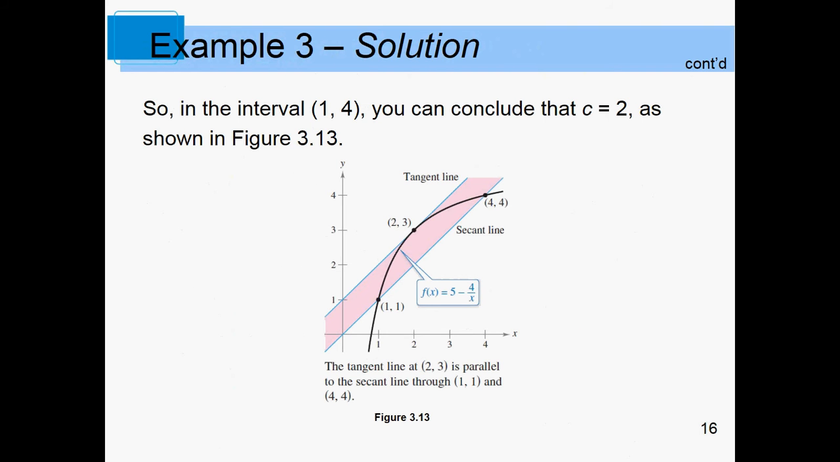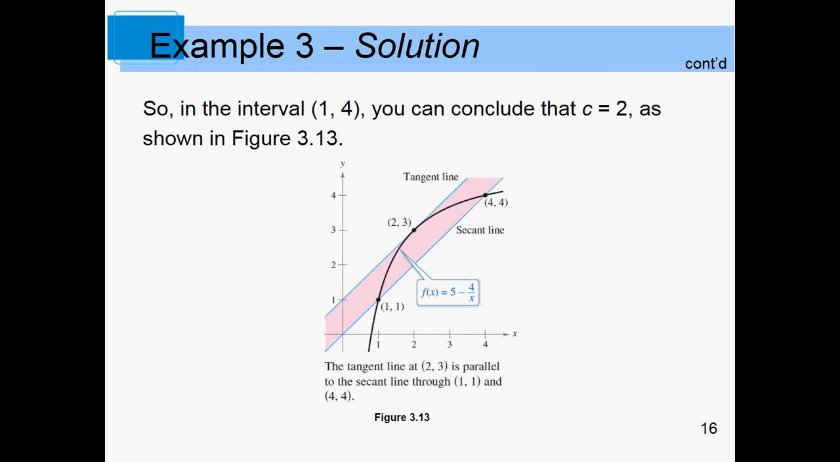So on our picture, we can see that at x equals 2, we get the same secant line, or in this case, tangent line, as we got that secant line through the endpoints. When will we use this? I'm not going to lie to you, I couldn't even give you a time when we use this. But it's important to recognize that it happens mathematically. It's kind of just some of the theory that we have to learn.